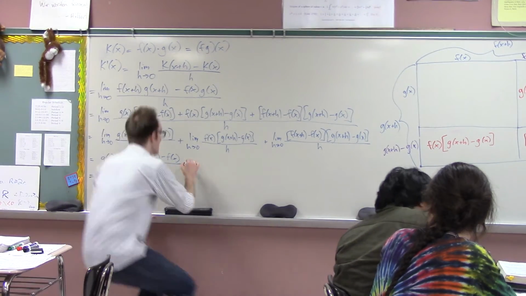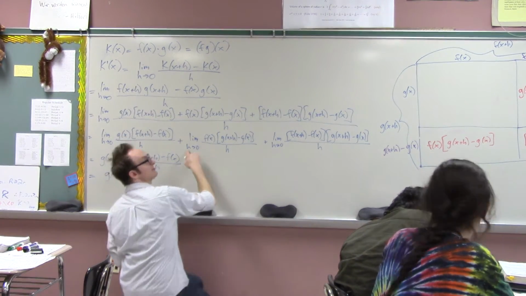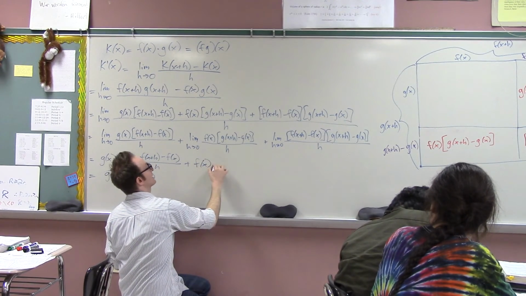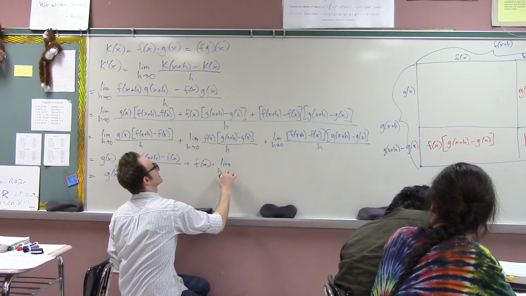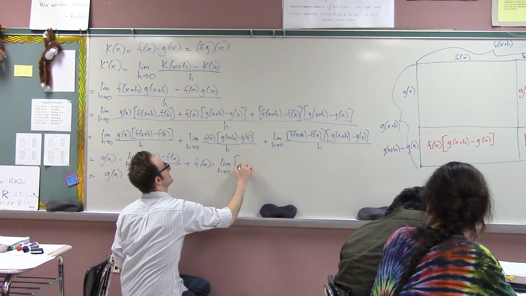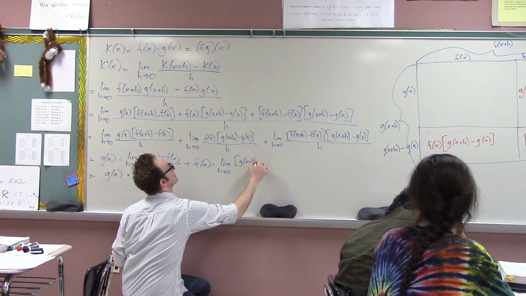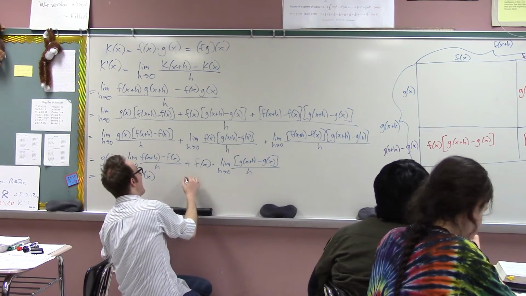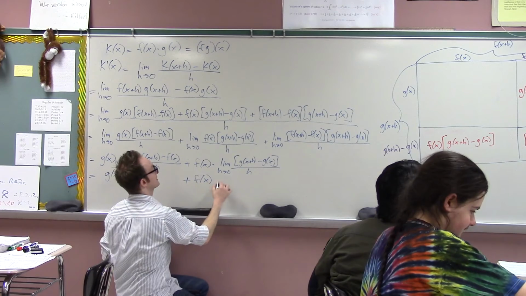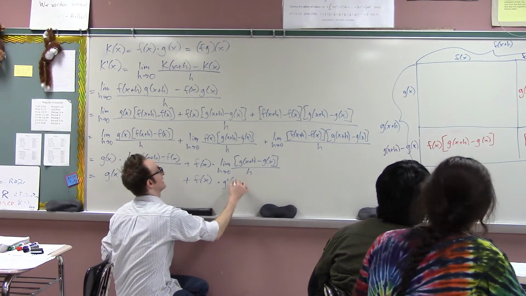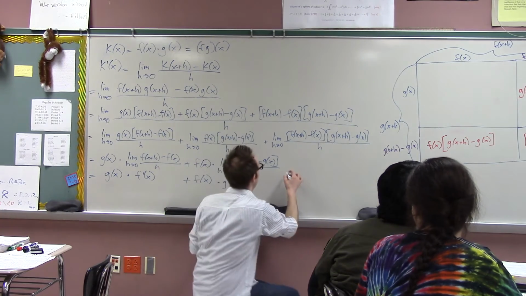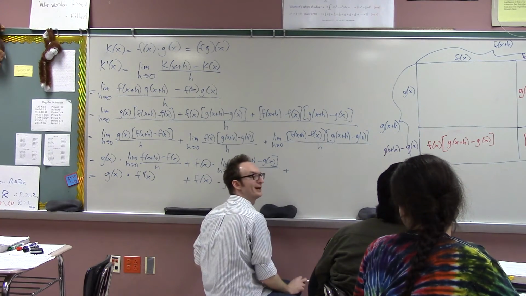Wait, we're not done. Over here, since I'm taking the limit as h goes to 0, I can again pull out the f of x because it's a constant with respect to this limit. So this is g of x plus h minus g of x all over h. And that is just f of x times g prime of x by the definition of the derivative. And now we're left with this weird nonsense over here.